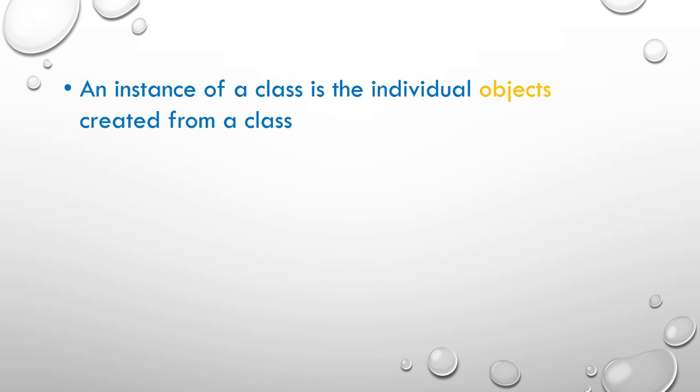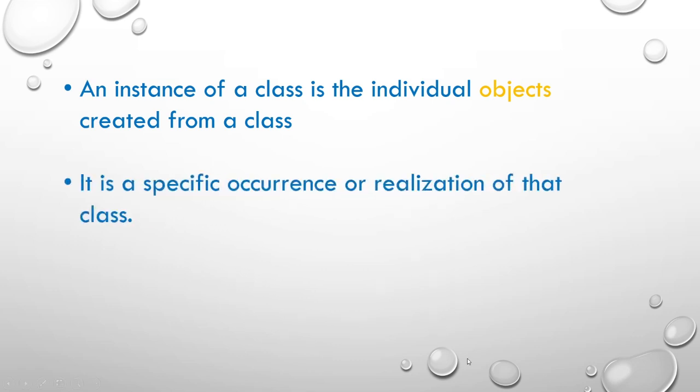If you have a class of student, let's say John is a name, and it's an entity of a particular student. All right, so basically that is what we mean when we talk about a class instance. It's a specific occurrence or realization of a class.